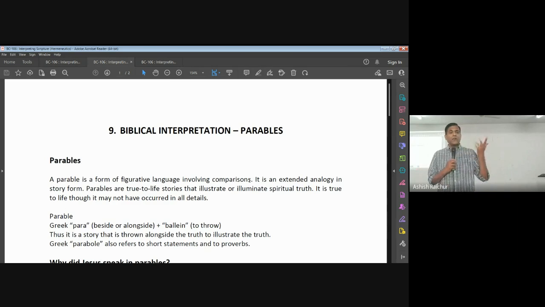I think this question came up in the class last week: is it okay for us to use stories from our day-to-day life to help people understand spiritual truth? And the answer is yes, because that's what Jesus did. He used stories from their time, which the common man would easily understand. Oh, he's talking about farming. He's talking about a shepherd taking care of sheep, or a woman searching for a lost coin in the house. They would all understand that.